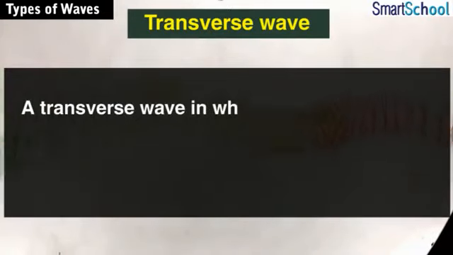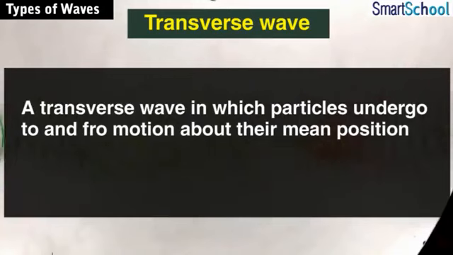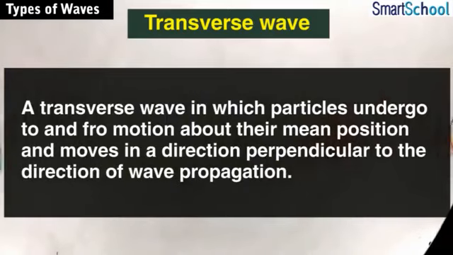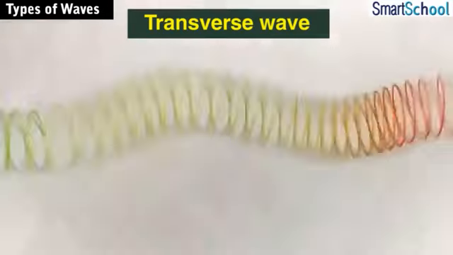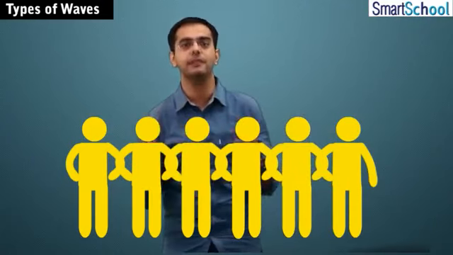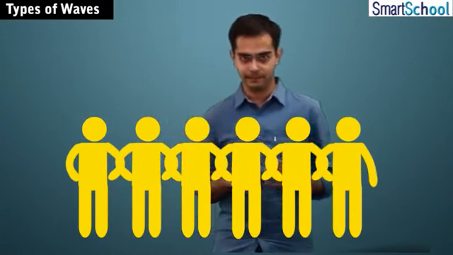A transverse wave in which the particles undergo to and fro motion about their mean position and move in a direction which is perpendicular to the direction of wave propagation. Now we'll take the same group of people that we had taken earlier, but this time with a slightly different arrangement. And let's see what happens.